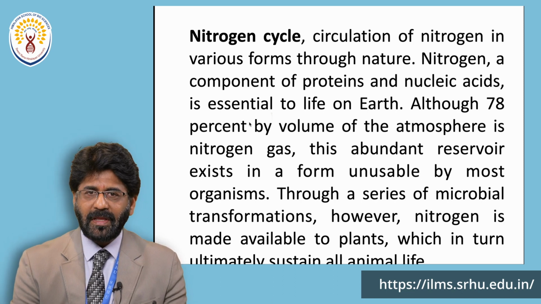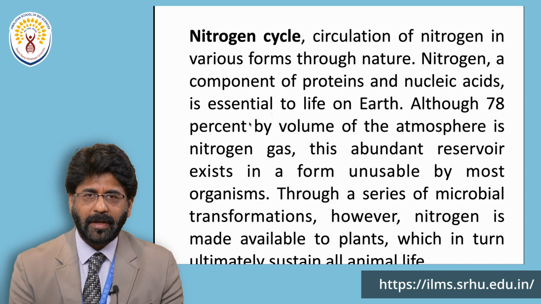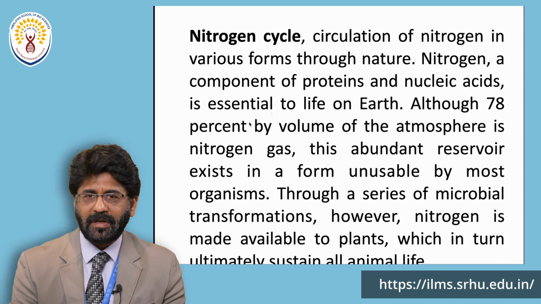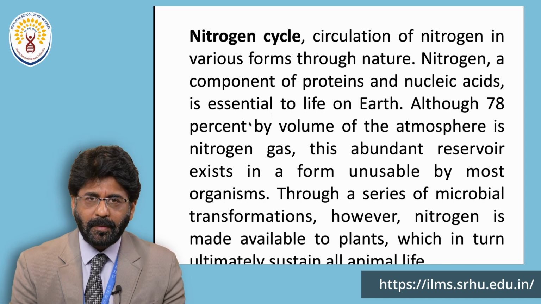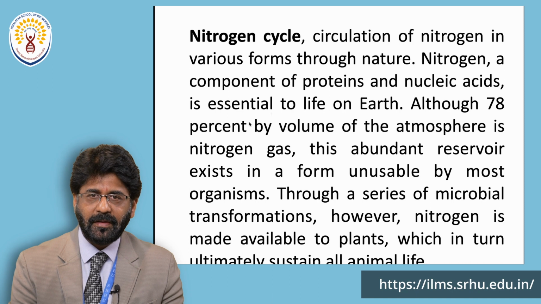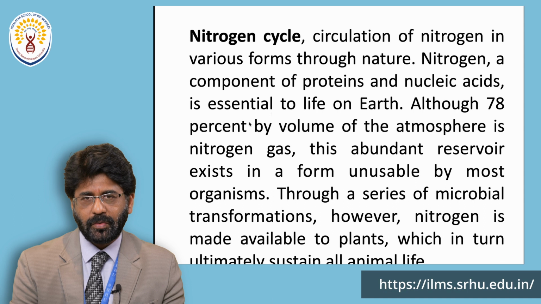Basically, 78% of the ecosystem's atmosphere is held by nitrogen, but this nitrogen is not usable in that form. It cannot be utilized by any animal or plant, but it is abundant and it is a most important part of the organism's body. So the first responsibility of the nitrogen cycle is to make this inert nitrogen available to the plants.